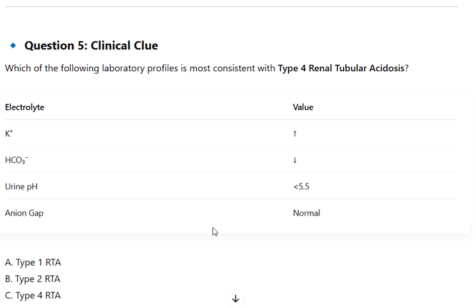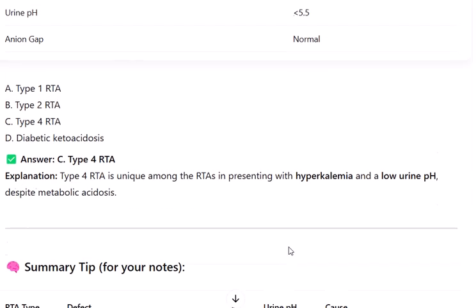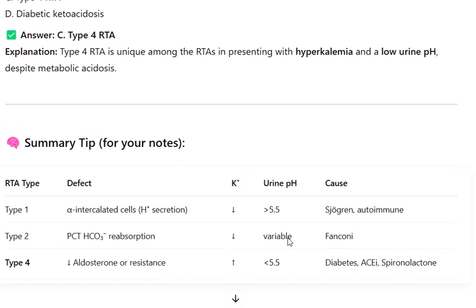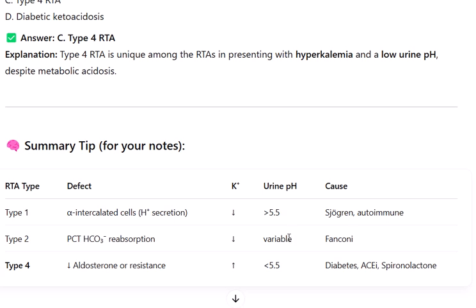A. Type 1 RTA. B. Type 2 RTA. C. Type 4 RTA. D. Diabetic ketoacidosis. Answer C. Type 4 RTA. Type 4 RTA is unique among the RTAs in presenting with hyperkalemia and a low urine pH, despite metabolic acidosis. Summary tip for your notes: RTA type, defect, urine pH, and causes.